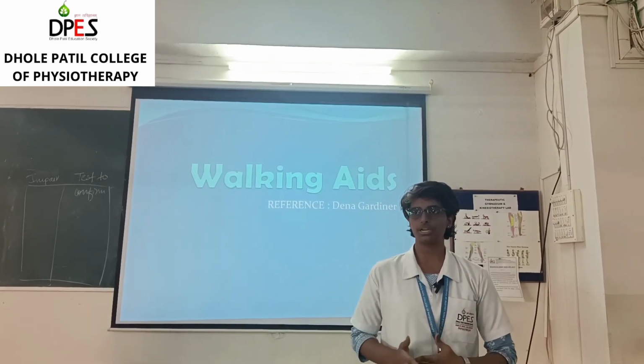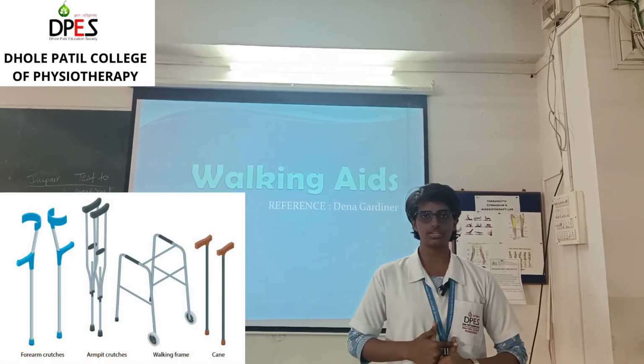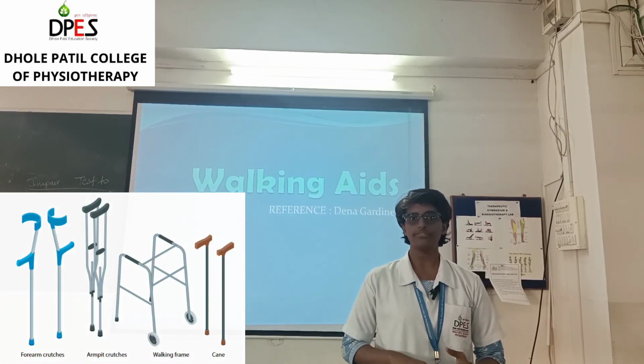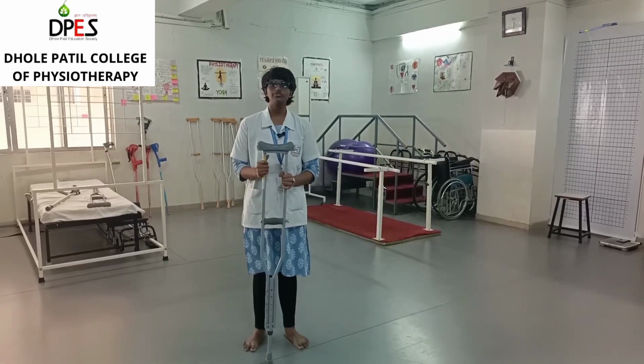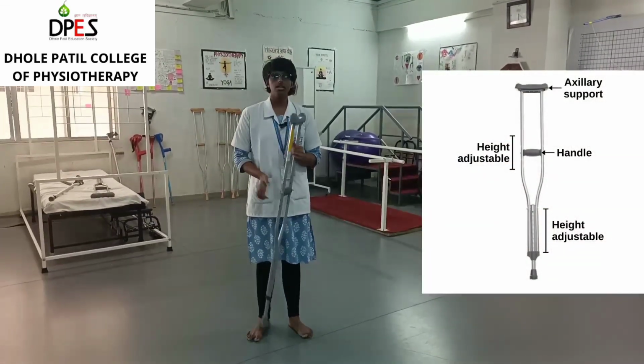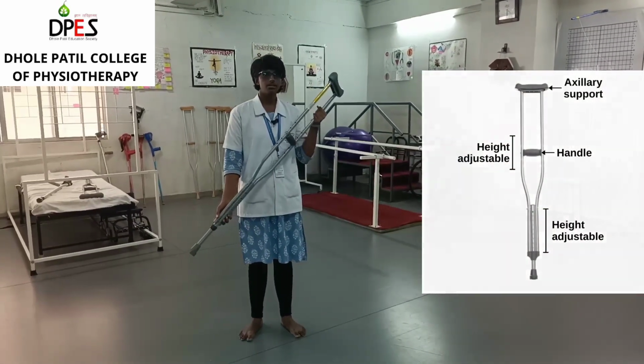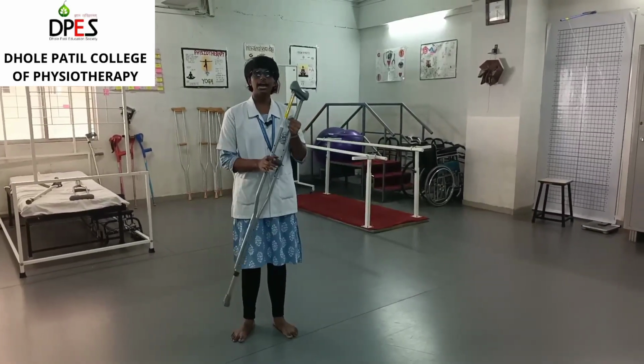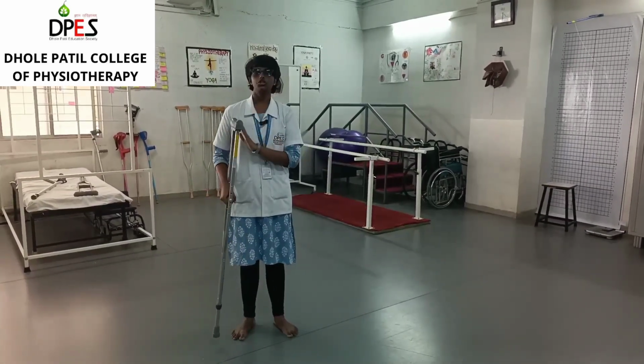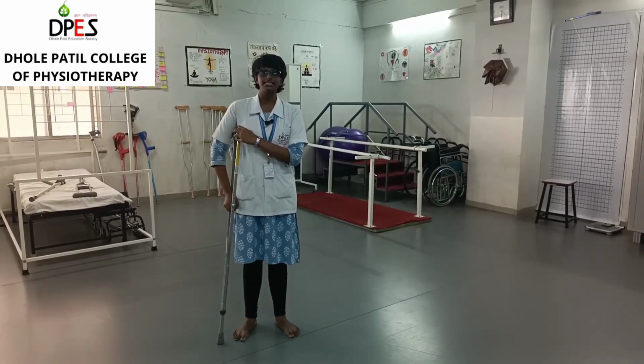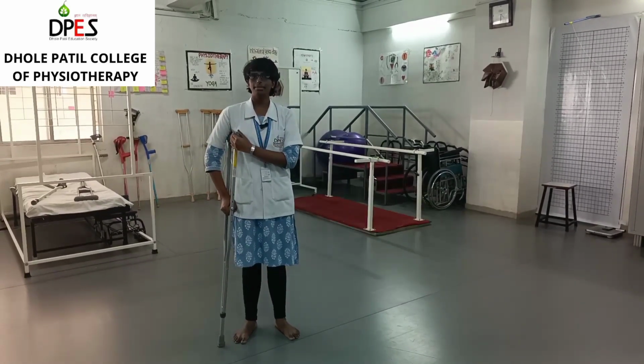So there are types of walking aids. There are auxiliary crutches, elbow crutches, canes and frames. Auxiliary crutches. The parts of the auxiliary crutches are the auxiliary pad, the hand grip and the rubber ferrule. The height of the rubber ferrule and hand grip can be adjusted, and the auxiliary pad should lie 5 centimeter below the apex of axilla.